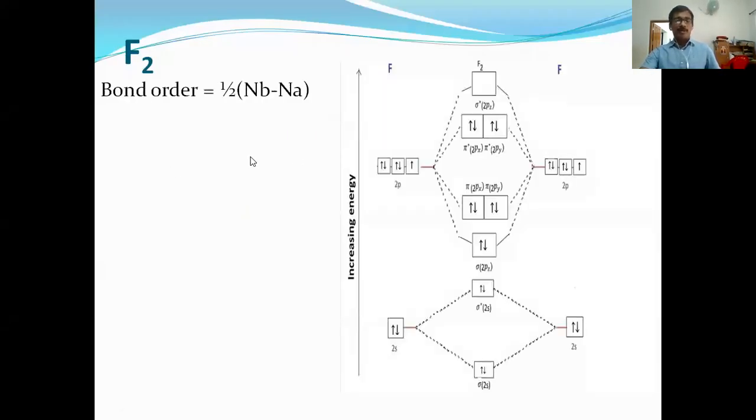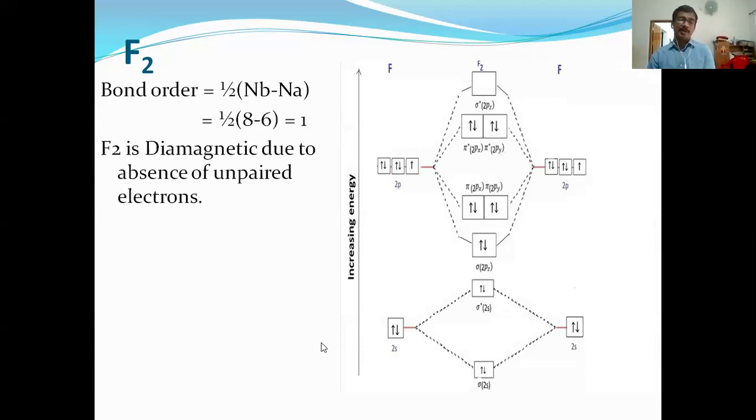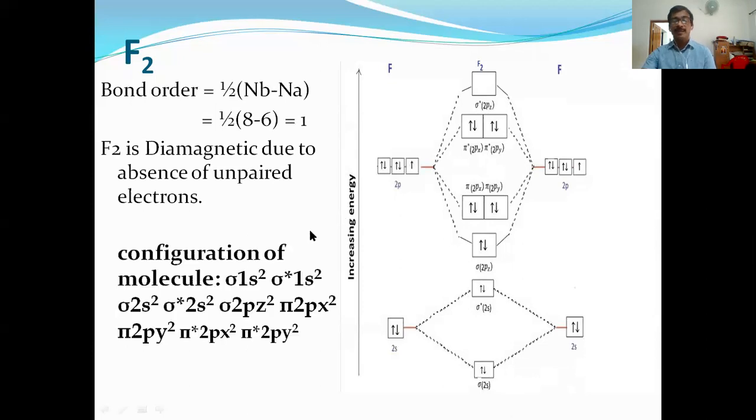F2 molecular orbitals, bond order is 1, and F2 is diamagnetic due to absence of unpaired electrons. All the electrons are paired. Now the configuration, sigma 1s2, sigma star 1s2, that is there already. And the valence shell, sigma 2s2, sigma star 2s2, sigma 2p z2, pi 2p x2, pi 2p y2, pi star 2p x2, pi star 2p y2. That is the electronic configuration.